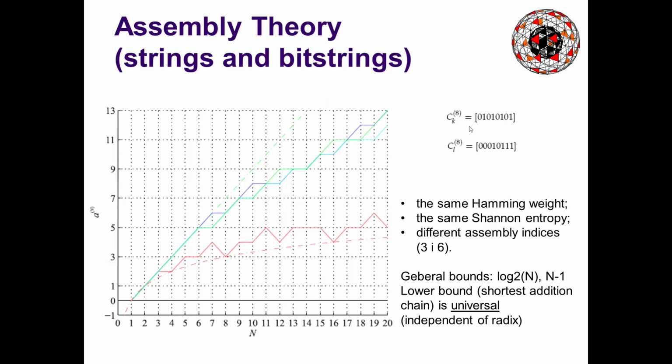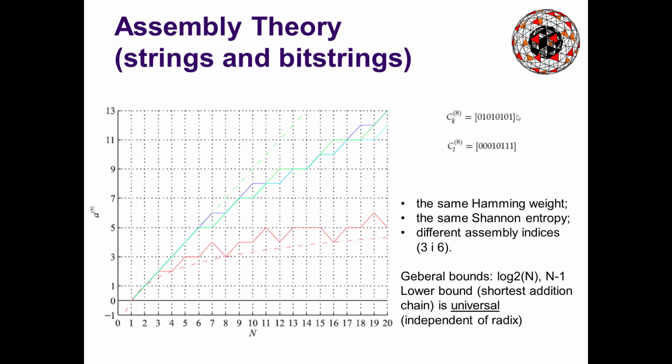For example, to assemble the first string, we first assemble 0 and 1. Then we take the 0 and 1 that we assembled from the assembly pool to assemble 0, 1, 0, 1. And in the final third step, we join this 0, 1, 0, 1 that we've already assembled with the 0, 1, 0, 1 that is in the assembly pool. So the assembly index of this string is 3. Meanwhile, the assembly index of this bit string is 6.